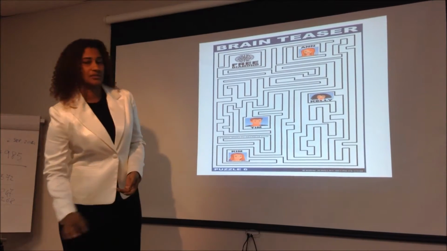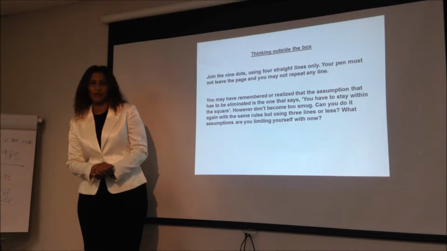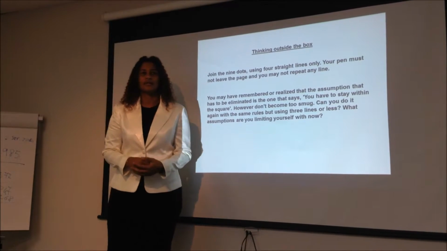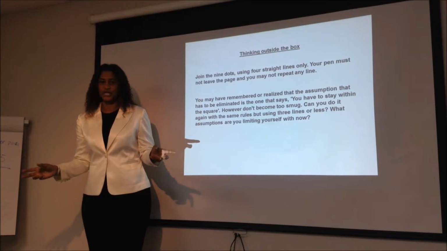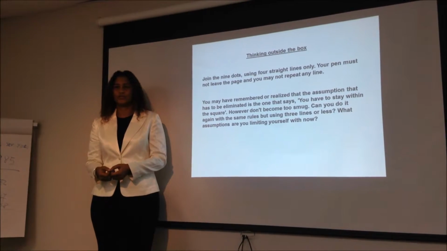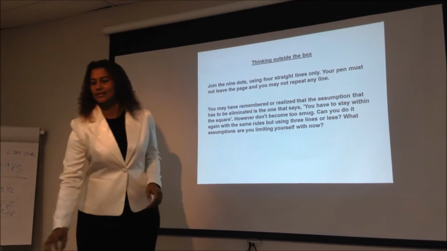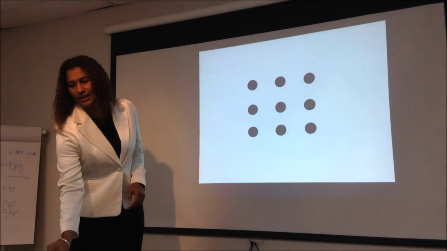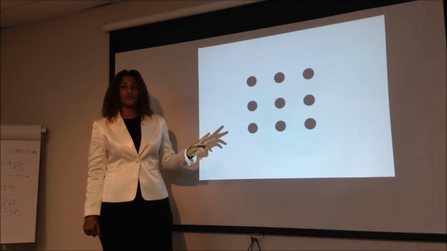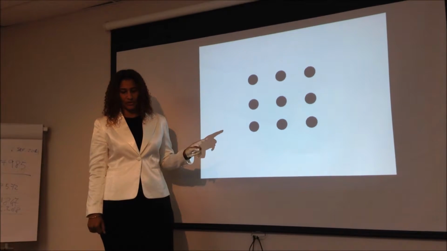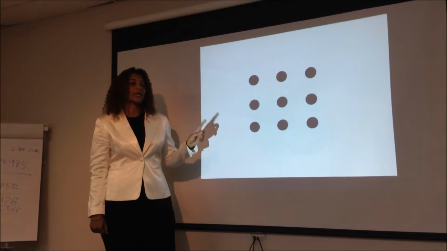The first brain teaser we're going to look at is thinking outside the box. You would use thinking outside the box if your company was going through some kind of change and you wanted them to think outside the box. The exercise that we're going to do is join the 9 dots. You have to use 4 straight lines. Your pen must not leave the page, and you must not repeat any lines.